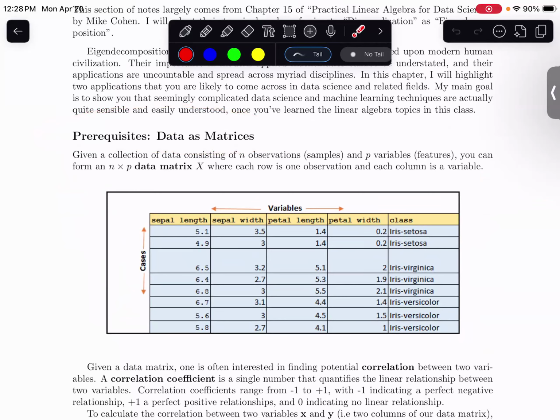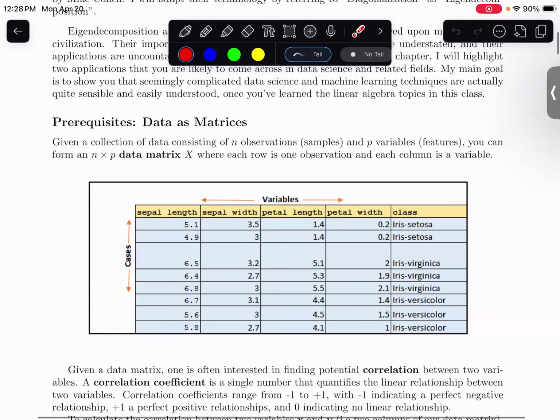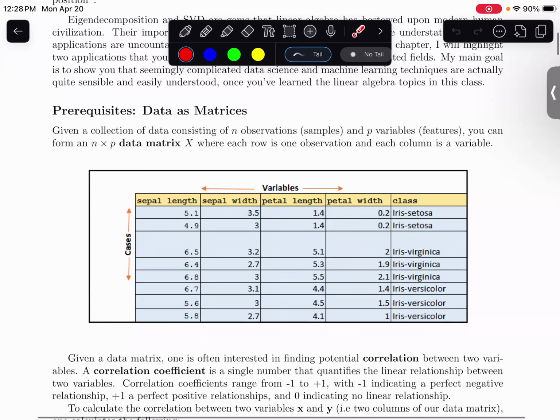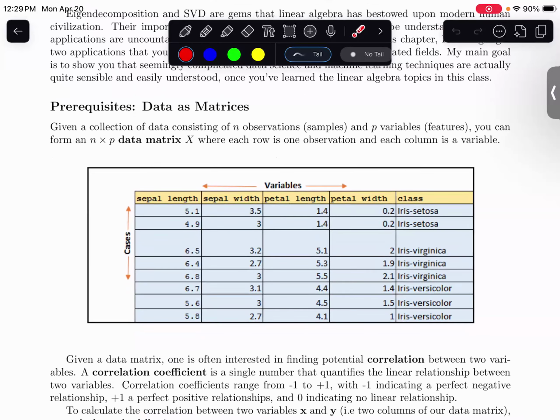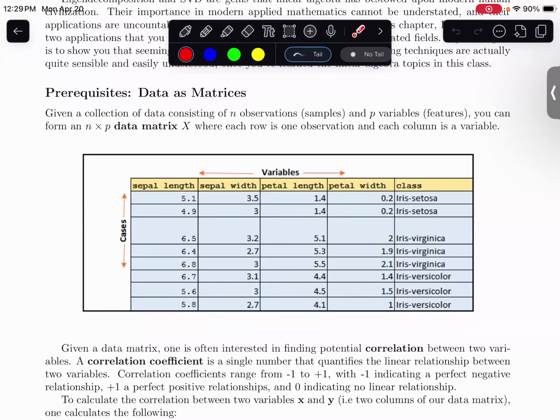But the way they relate to one another is pretty simple. If you have any sort of Excel sheet that consists of numbers, or even words, there's a way of working around that as well. But if you just have an Excel sheet of numbers, at the end of the day, that's just going to be some sort of matrix. So if you're given a collection of data consisting of n observations, which are samples, and p variables, which are usually denoted as the features, you can form what's called an n by p data matrix X, where each row is one observation and each column gives you a variable.